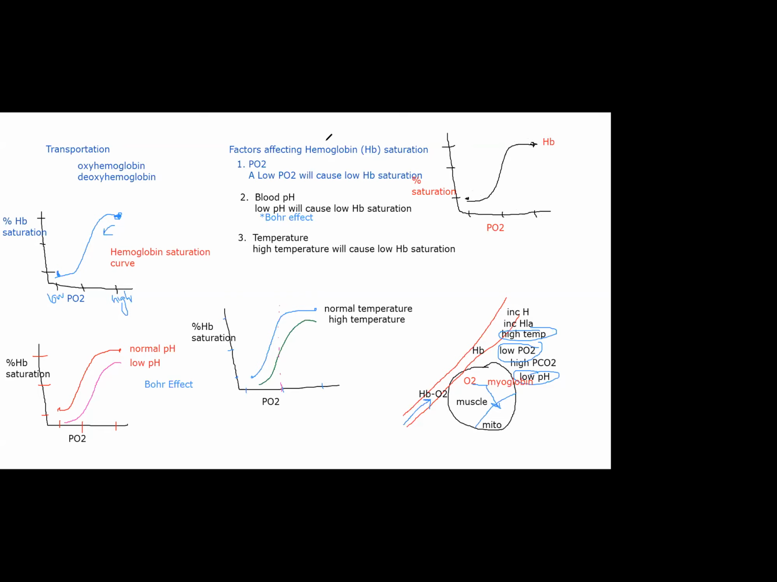For myoglobin, it always has a high affinity for oxygen. Even in these conditions of low PO2 and high temperature and low pH, it's going to retain its affinity for oxygen until it gets to the mitochondria, which means myoglobin saturation is going to stay high as long as it possibly can and then drop at the very end when it gets to the mitochondria. So this is myoglobin. Make sure you know what that stands for. The blue one is the myoglobin saturation curve.